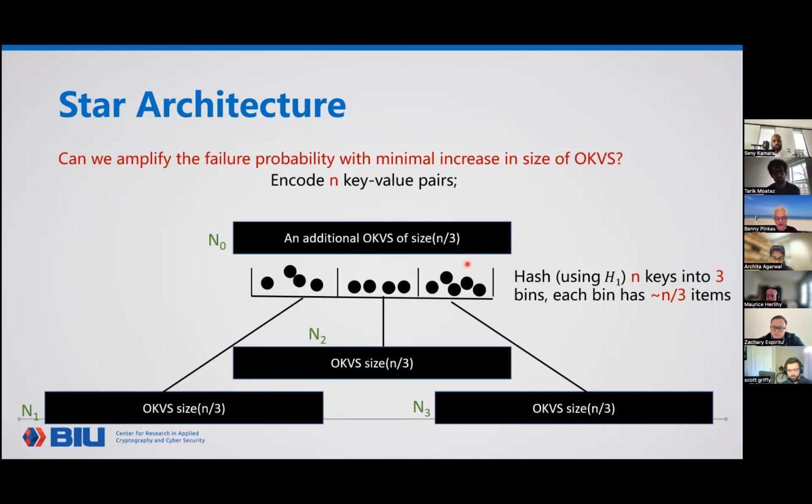So this is like a star. This is like the center, and like many things coming out of the center. To decode a value for a certain key, if A was mapped to the first table, then we decode something from this N1, we decode something from N0, and we XOR the two. If A was mapped to the third table, then we decode something from here, something from here, and we XOR the two. Now, how do I set values to these tables?